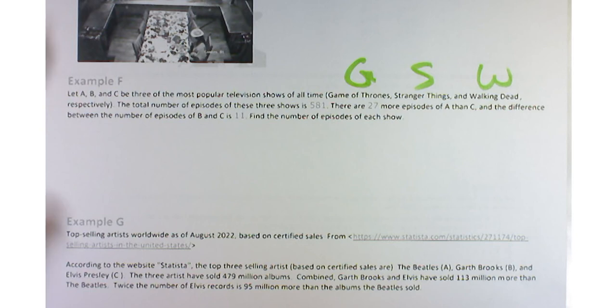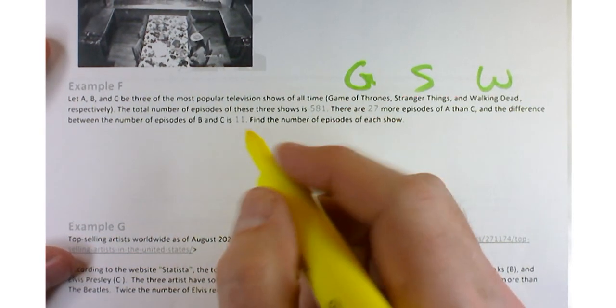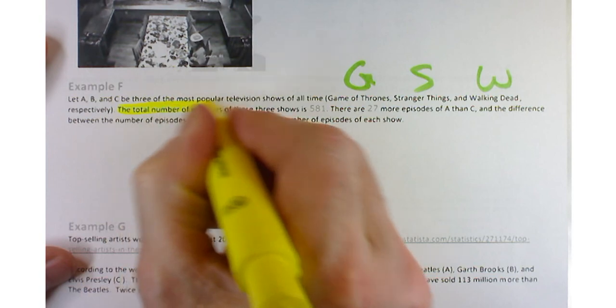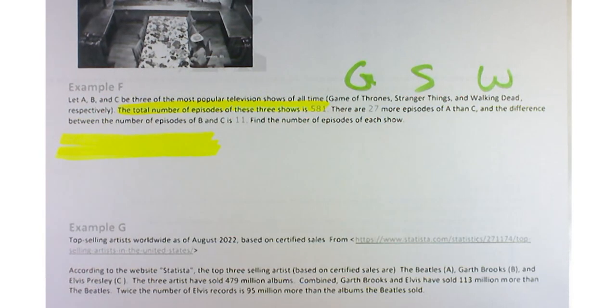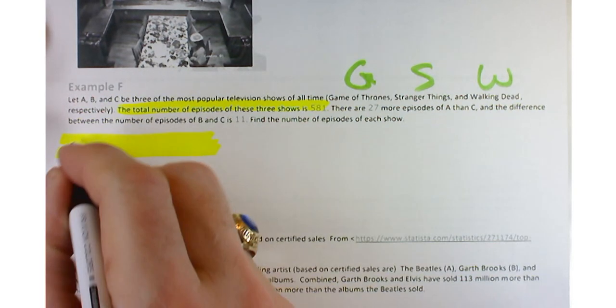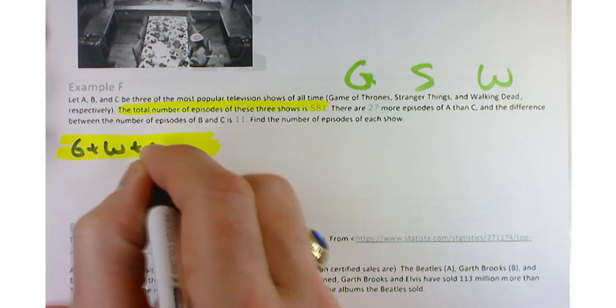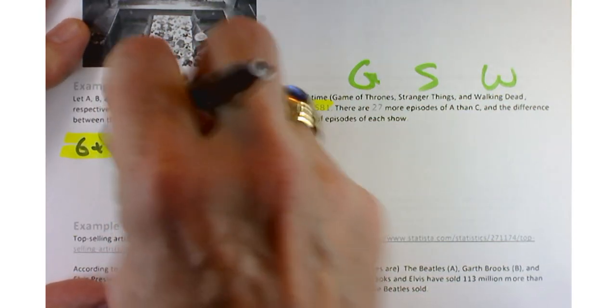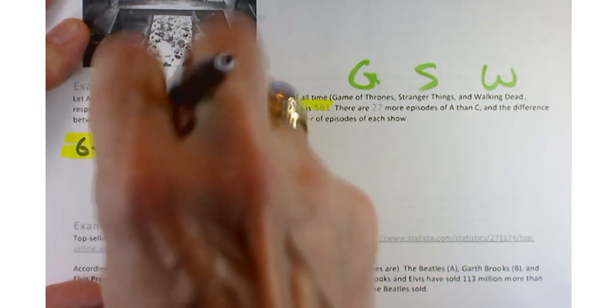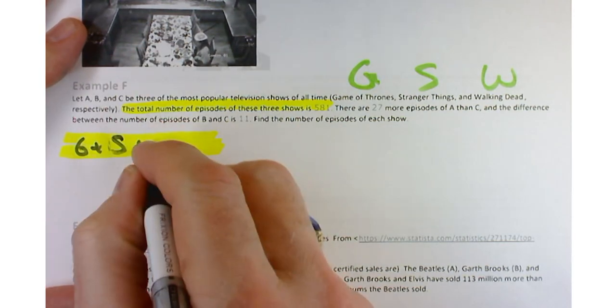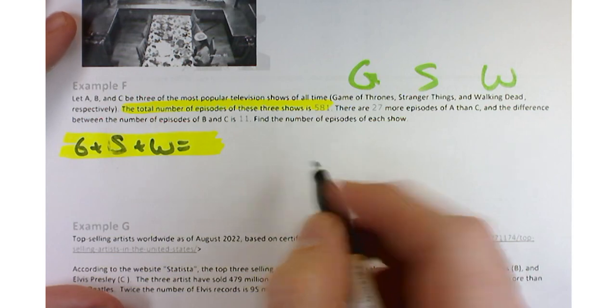Let's see. Total number of episodes of these 3 shows is 581. That one should be pretty straightforward. So that's going to be G plus S plus W. That actually worked, I was kind of surprised. G plus S plus W equals 581.